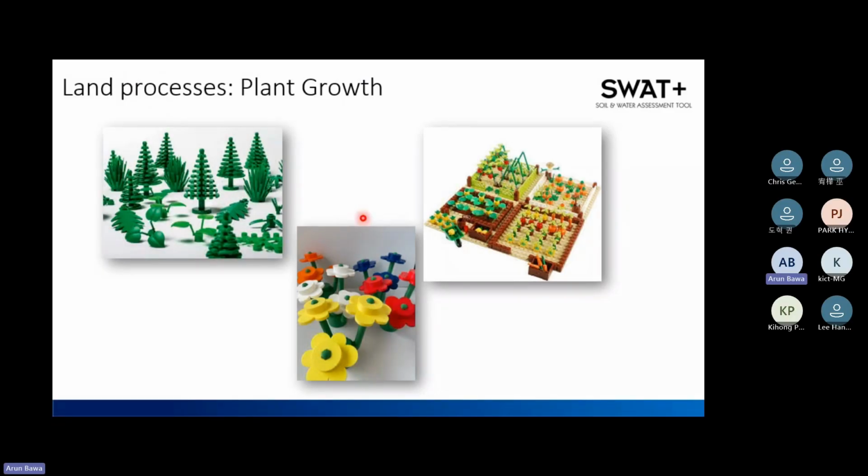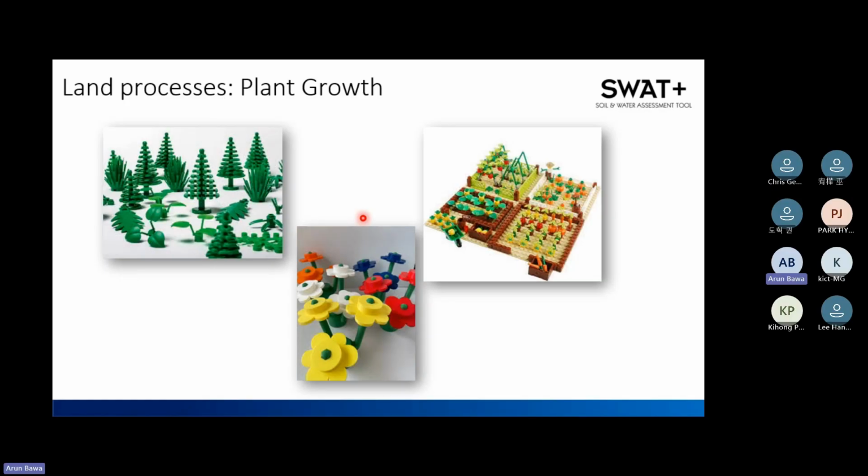Okay, let's take a deep dive into plant growth and land phase processes. There are many other hydrological models that also have this plant growth phase, but evapotranspiration is usually the biggest component of the water cycle, right? It varies from 60 to 90% depending on your location, whether arid, semi-arid or humid conditions. So it is the biggest component, and that component is entirely controlled by the plant, right?